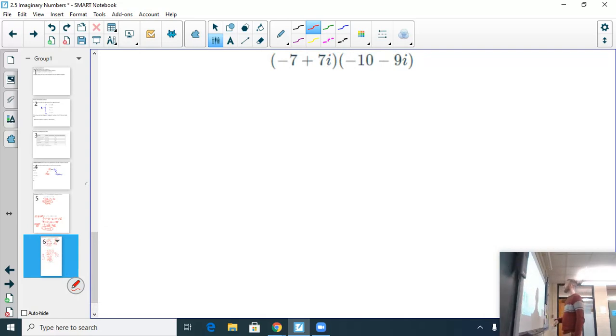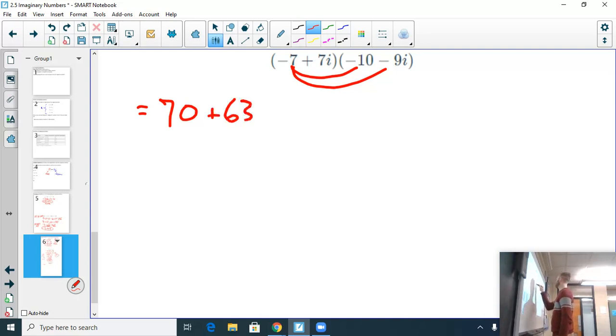Now we have a binomial. So now we kind of go in order. Negative 7 times negative 10 is going to be positive 70. Negative 7 times negative 9i is going to be positive 63i. 7i times negative 10 is going to be minus 70i. And then 7i times negative 9i is going to be negative 63i squared.